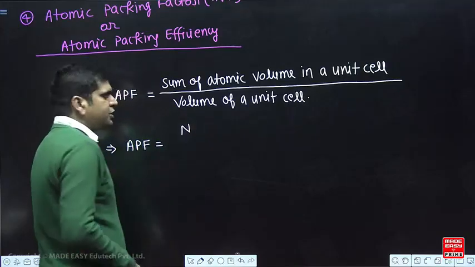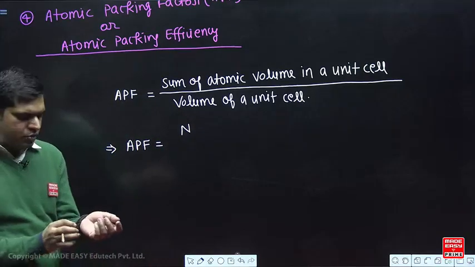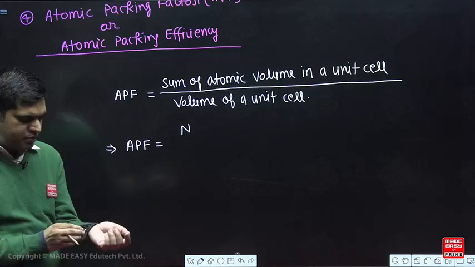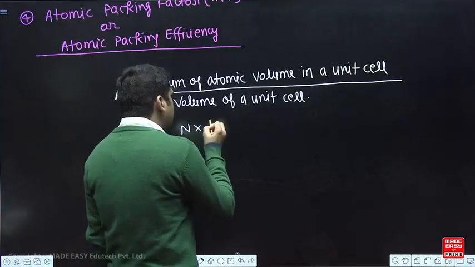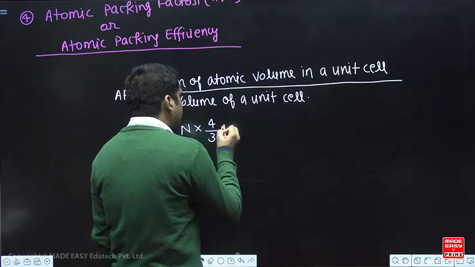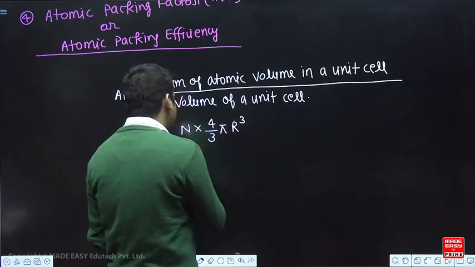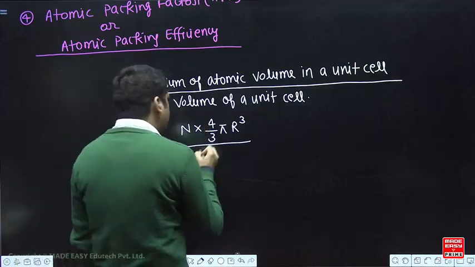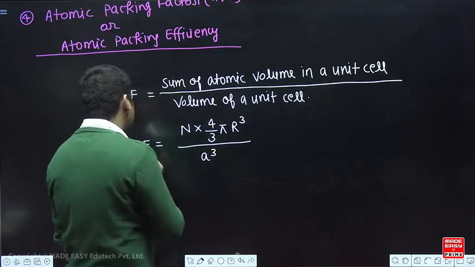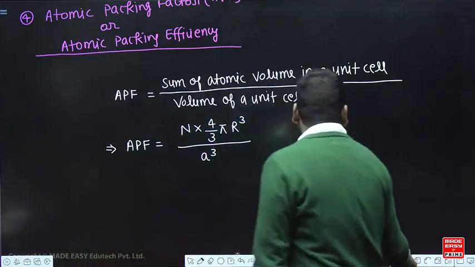There are n atoms. Effectively, the value of n will keep on varying for each type of unit cell, multiplied by volume of one atom. We are considering atom size is sphere, so volume is 4 by 3 pi r cube, and it is divided by volume of unit cell. Unit cell is cube, so volume is a cube.